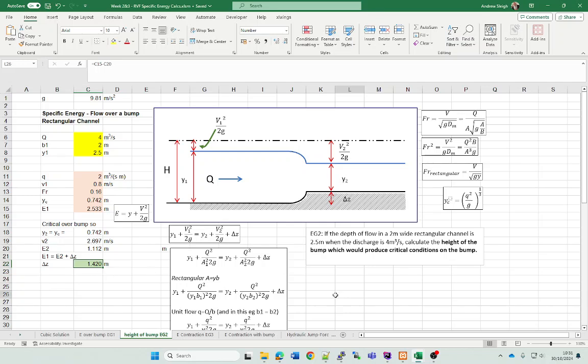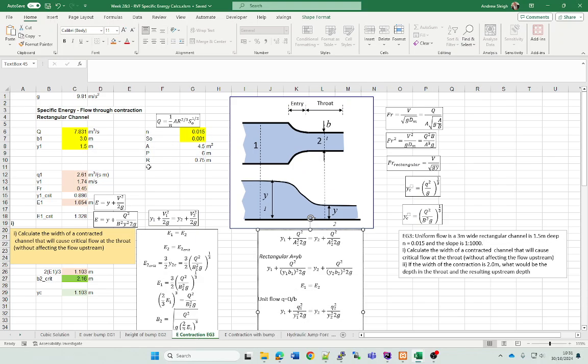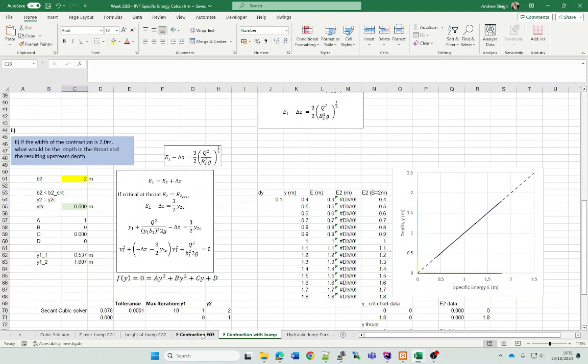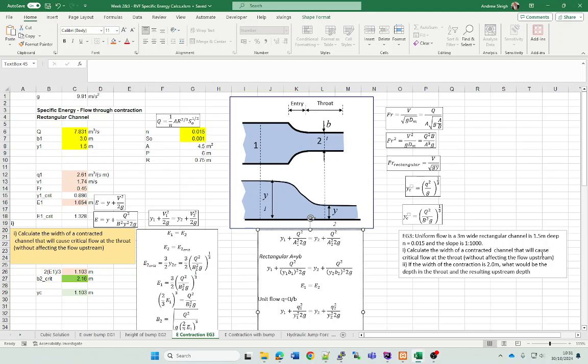Okay, so the next example is looking at uniform flow in a 3 meter wide channel. I think I'll record this in the next video.